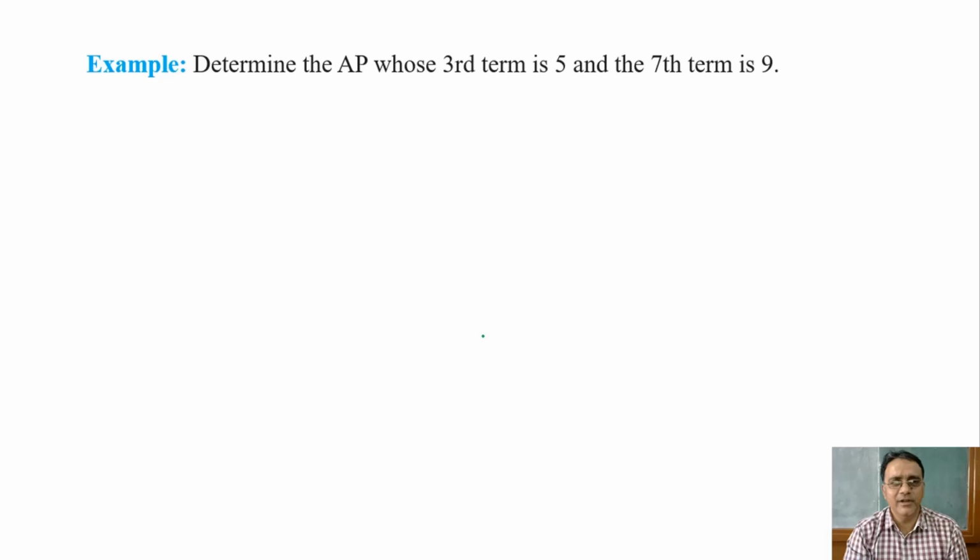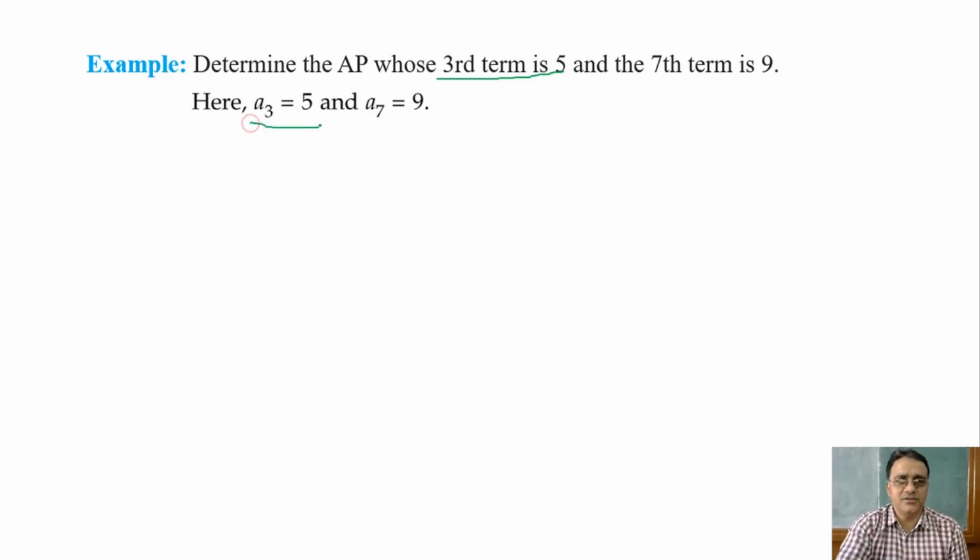Okay. So now we'll move towards the next question. Determine the AP whose third term is 5 and the 7th term is 9. So this is the last question of today's session. To find the AP if two terms are given, that was the type of question. So here the third term is given, that is a3. What is the formula of a3? a plus 2d. So here a3 is equal to 5 and a7 is equal to 9.